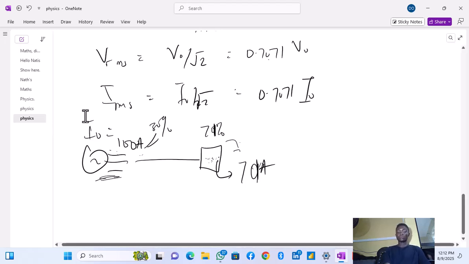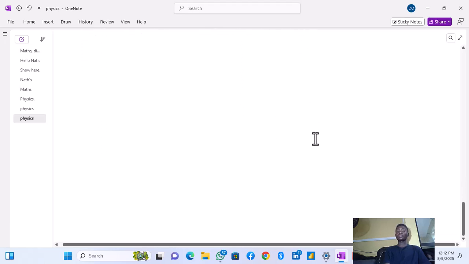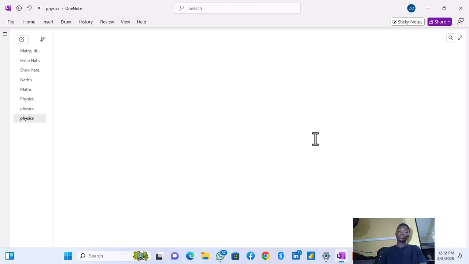Okay, so that said, now we want to look at something I said earlier on when I started, that there are three major components that we can see in AC.